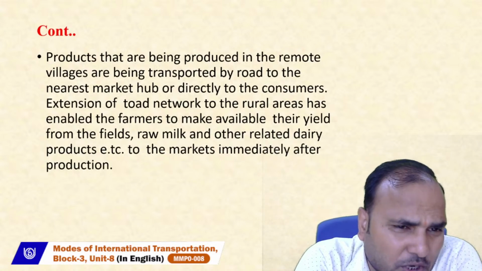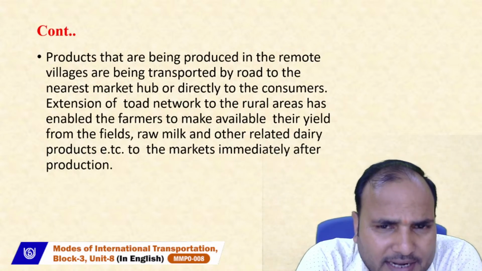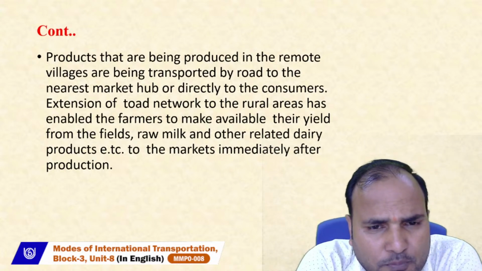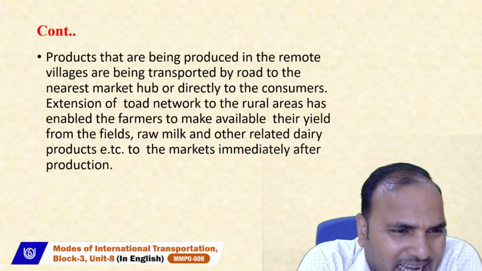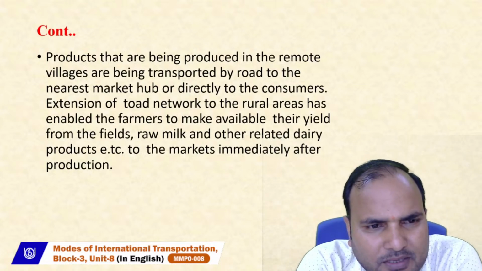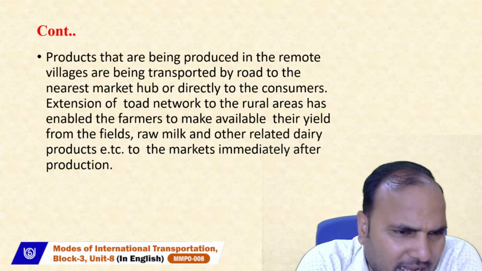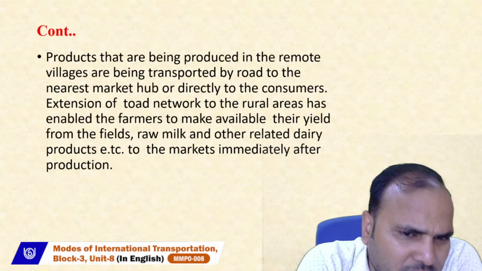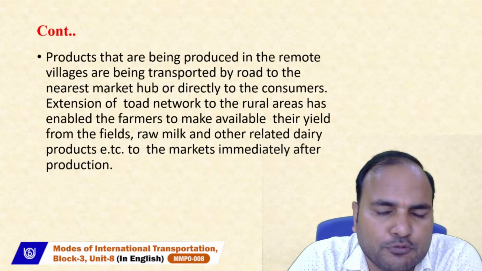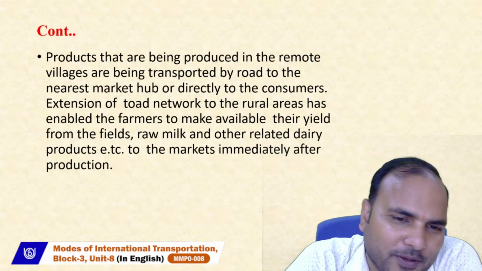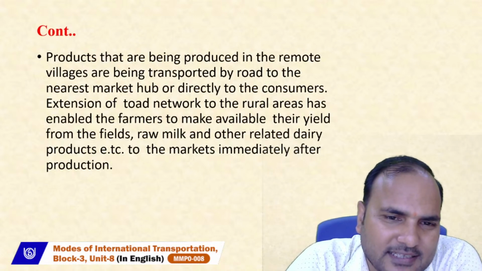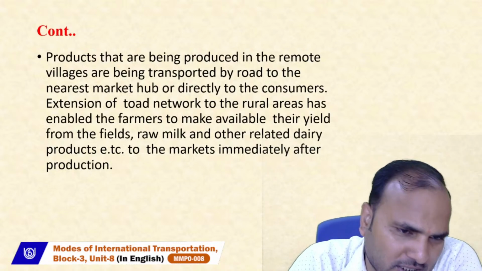The extension of the road network to rural areas has enabled farmers to make their yield from the fields, raw milk and other related dairy products available to the markets immediately after production. So definitely they will use road transport. Or do you think they will use ocean or any type of air transport? Because the product's value is very low and the distance is shorter, the only medium is road transport.